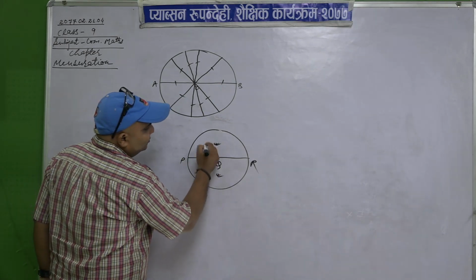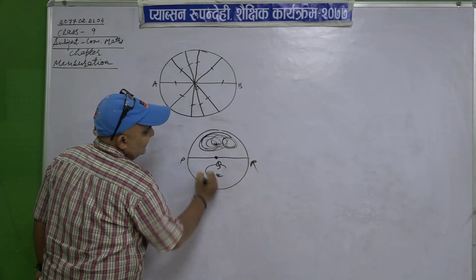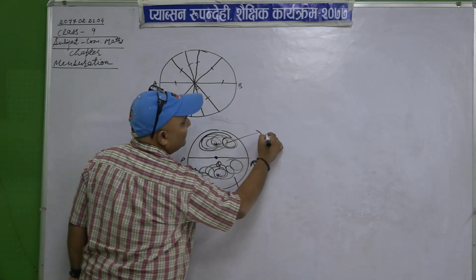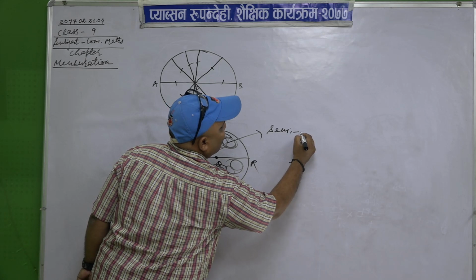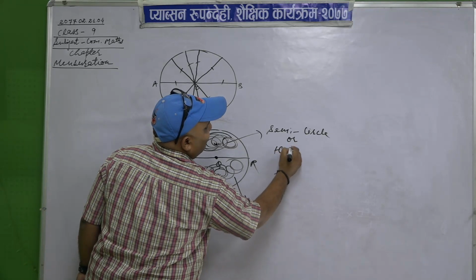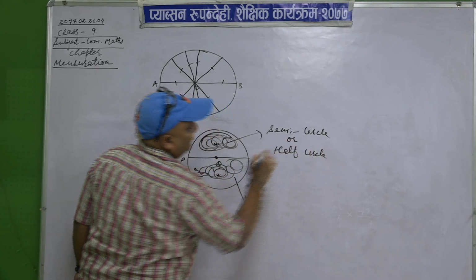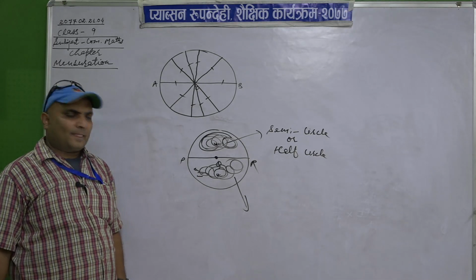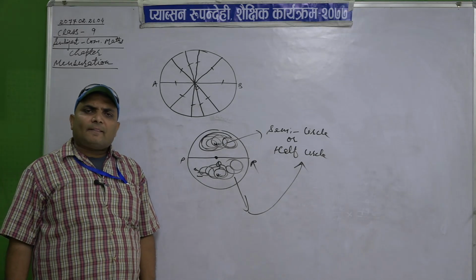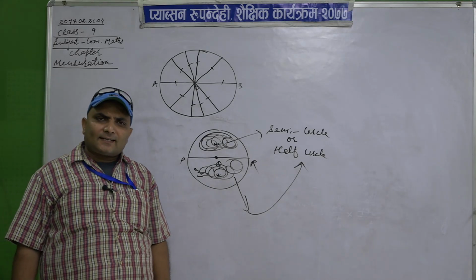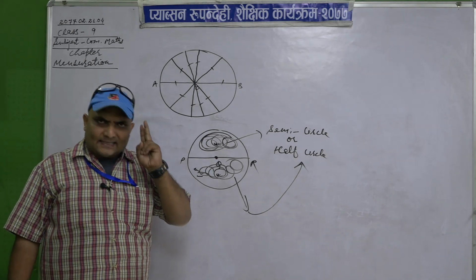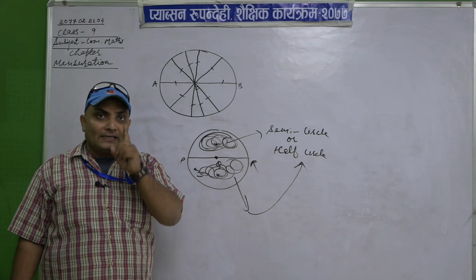That is why these two areas both are called semicircle. Semi means half, semicircle or half circle. Semicircle or half circle, this is also the same. So, what is a semicircle? What is a half circle? A diameter divides the circle in two equal parts, and each part is called semicircle or half circle. Only a diameter, not a chord.